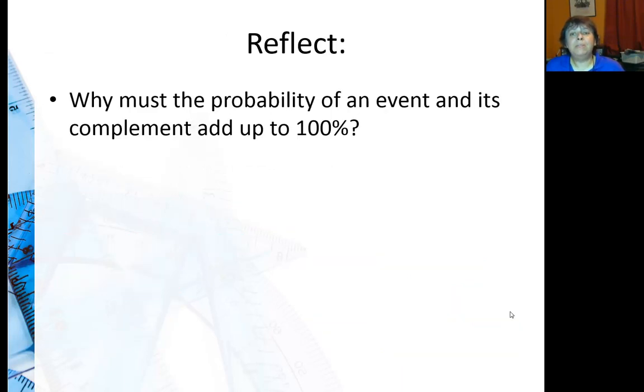So why must the probability of an event and its complement add up to 100%? Well, complete, shouldn't that be everything? That should be 100%.